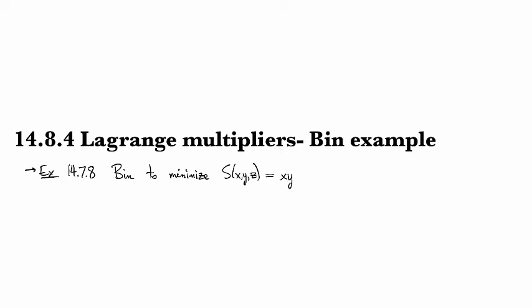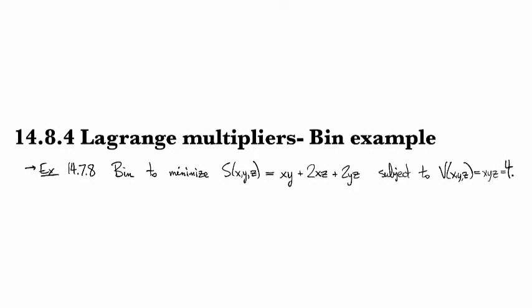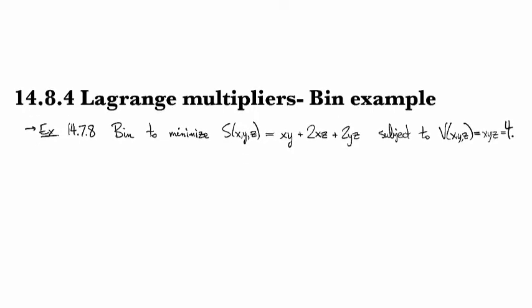So the surface area function is xy plus 2xz plus 2yz, and this is going to be subject to the constraint that the volume is 4. Okay, so let's see. Using Lagrange multipliers, I'm going to work out the gradient.